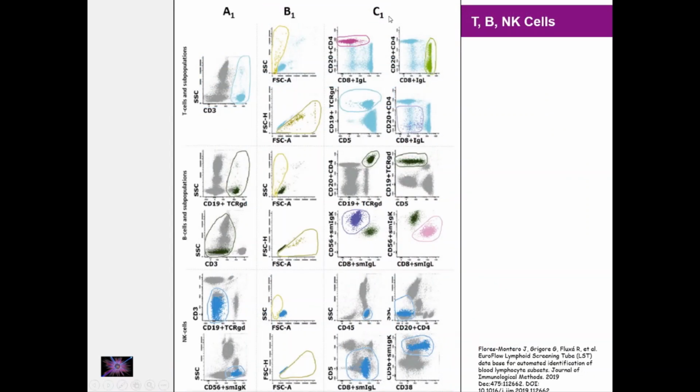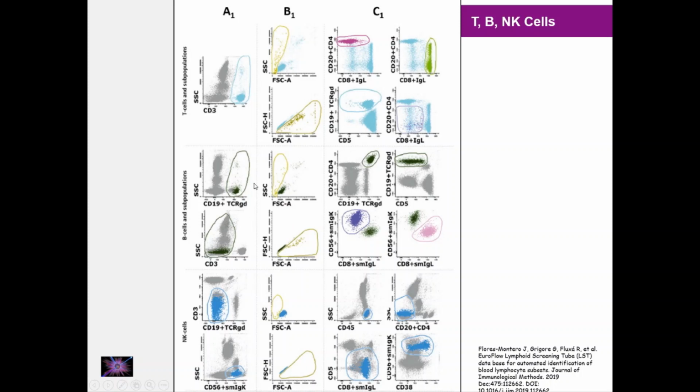Well, they picked 2 experts which performed an analysis of these data files, and these 2 experts had the following Boolean gate strategy. They started with the T cells, CD3 positive T cells, and then they looked at the CD4 positive T cells and the CD8 positive T cells, the gamma delta T cells, and the double negative non-gamma delta T cells.